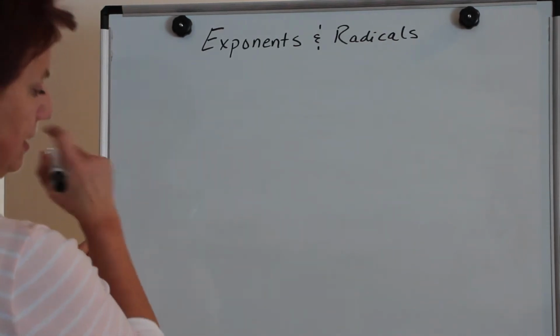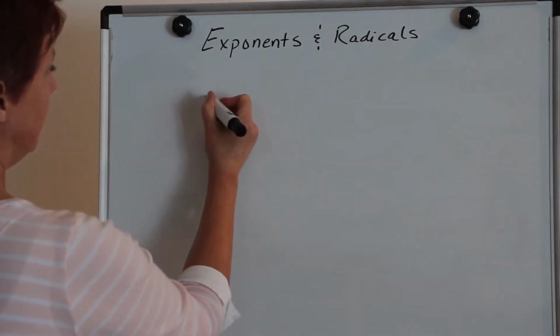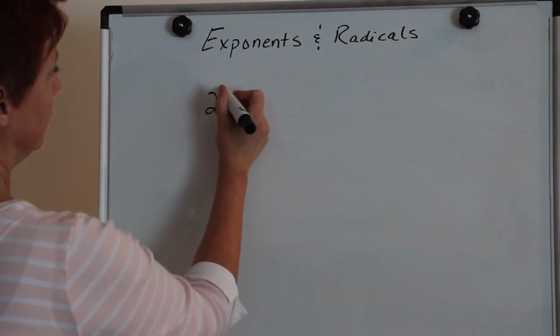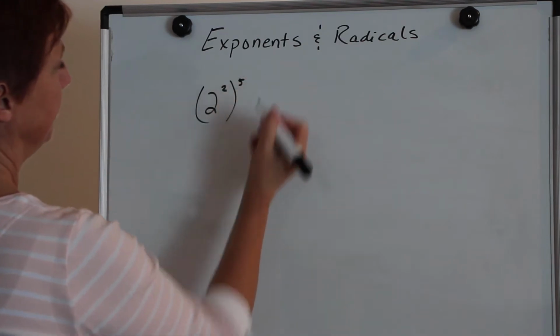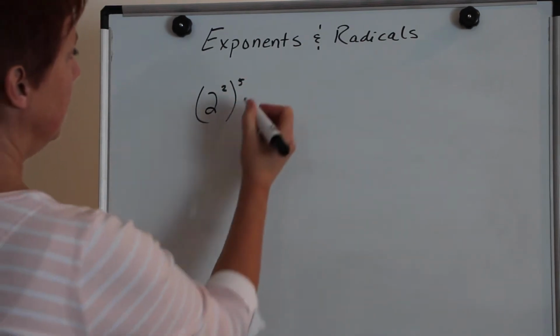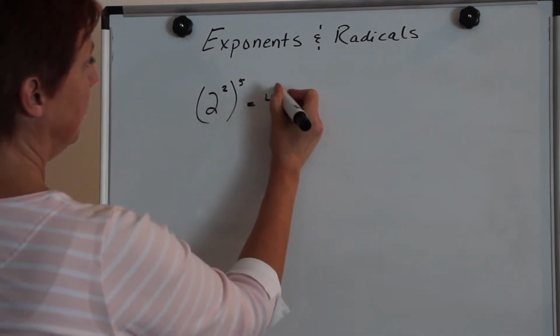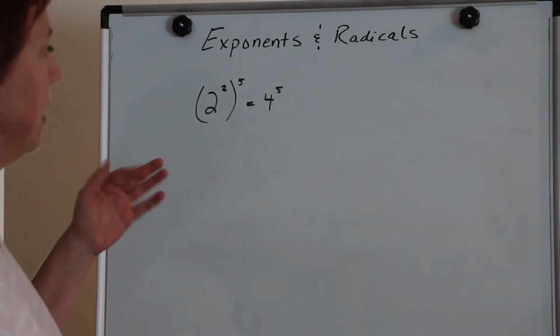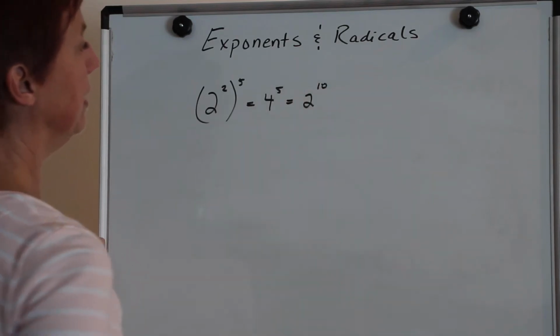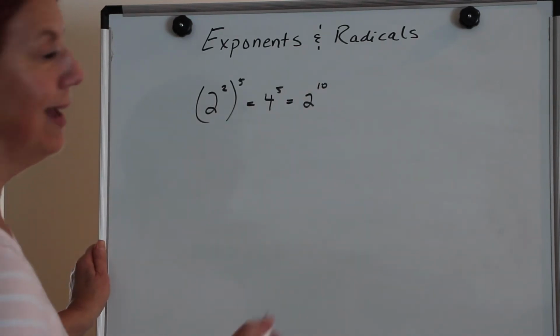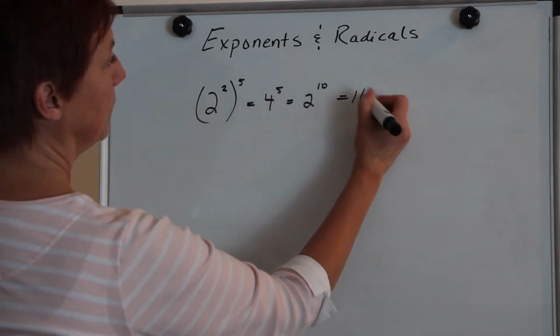Now, let's look at a couple of examples. So let's say that we want to solve 2 squared to the power of 5. Well, we could go 4 to the power of 5. If we want this expressed as a power of 2, we would go 2 to the power of 10. Either way, we're going to get 1024, okay?